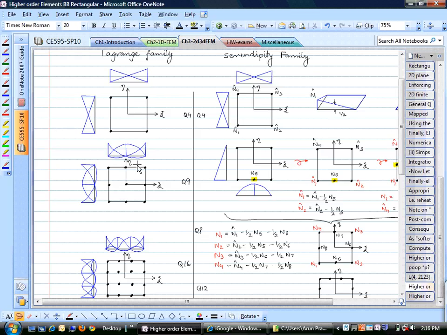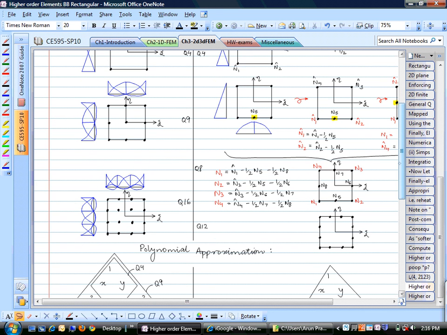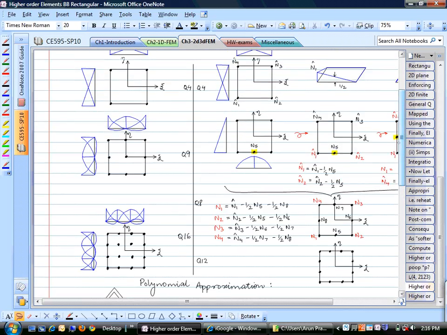The idea is that this is a parent element. This will actually be mapped to an actual element in the mesh. Similarly, you have Q16, which is cubic in xi and cubic in eta, and this will be mapped to something in the real mesh. So here's the question. How many bubble shape functions are there in this element?